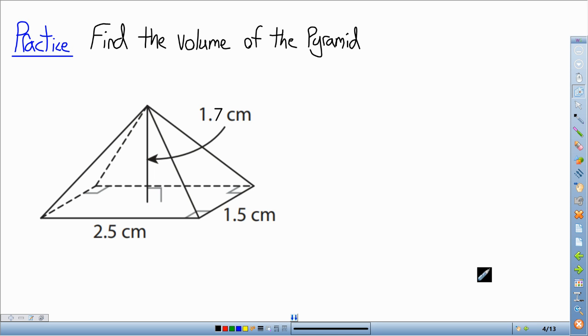Let's look at another. Actually, I'm going to have you guys go ahead and try one, a pyramid. You can see the base of this one. It's not a triangle. It looks like it's a rectangle. So go ahead and start with the big formula. Volume equals 1/3 area of the base times height.